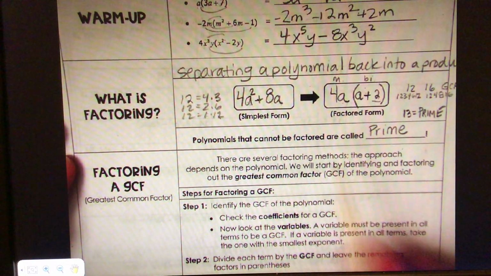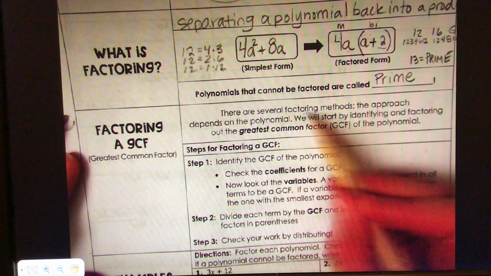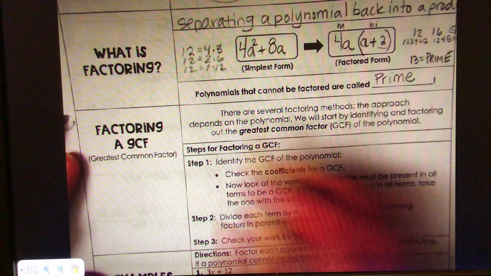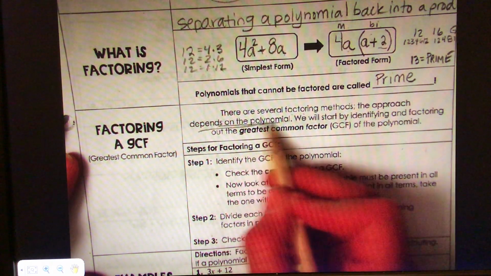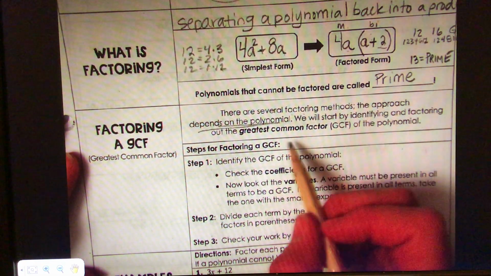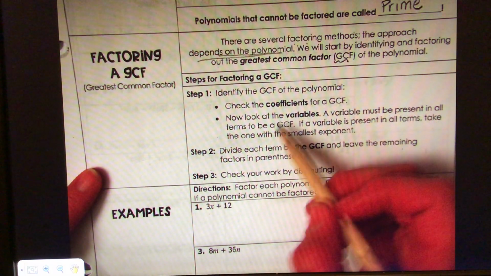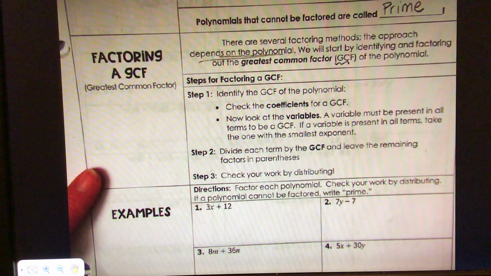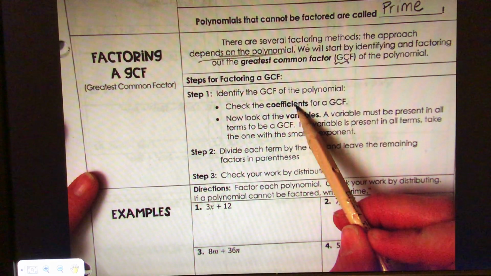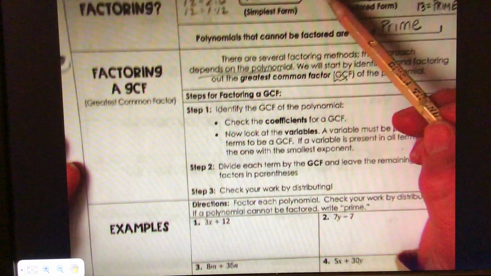There are several factoring methods that we're going to learn the rest of the semester. Again, this is how to find common factors. It depends greatly on what kind of polynomial we have. We're going to start with the more basic idea by factoring out, again, the GCF. So how we can do that is, one, you look to the coefficient for all the terms.